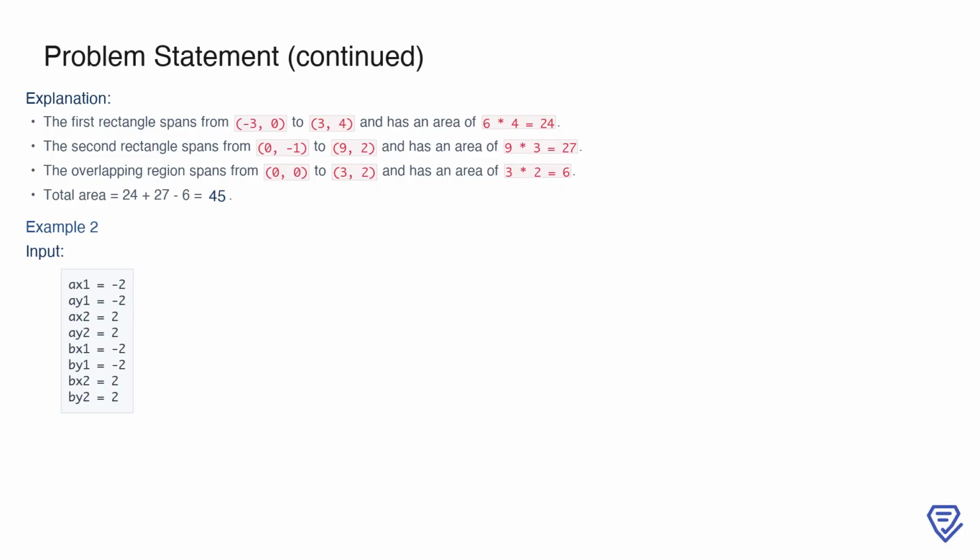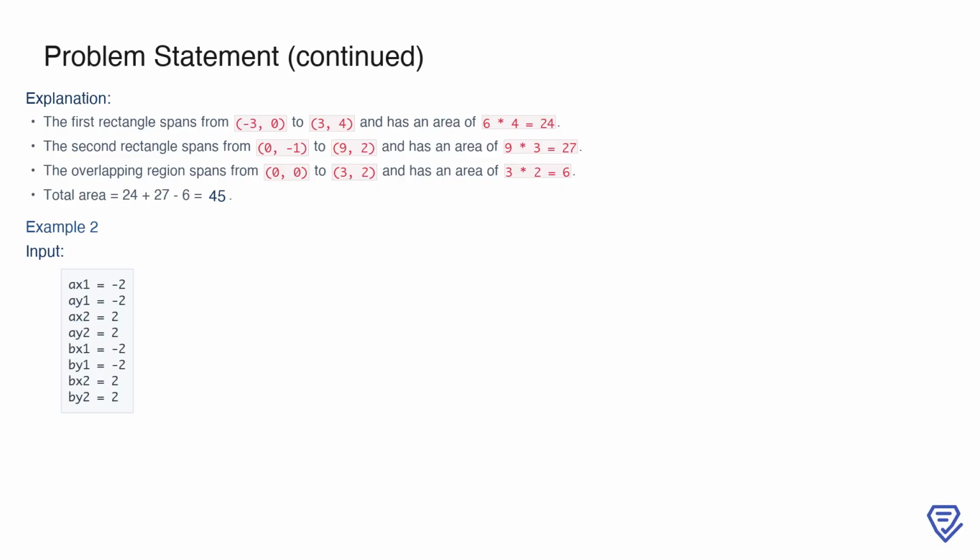Now, the overlapping region between these two rectangles spans from (0, 0) to (3, 2), and has an area of 3 times 2 equals 6. To find the total area, we add the areas of the two rectangles and subtract the overlapping area, which gives 24 plus 27 minus 6 equals 45.